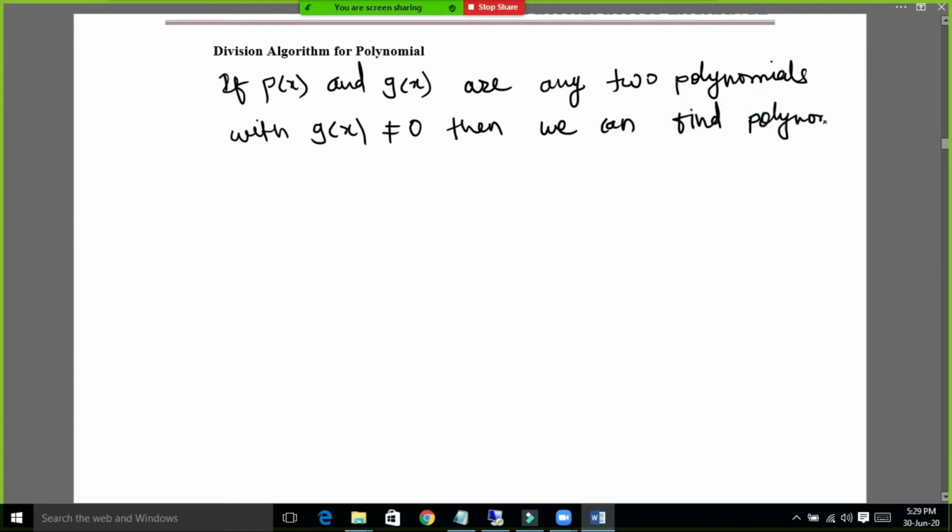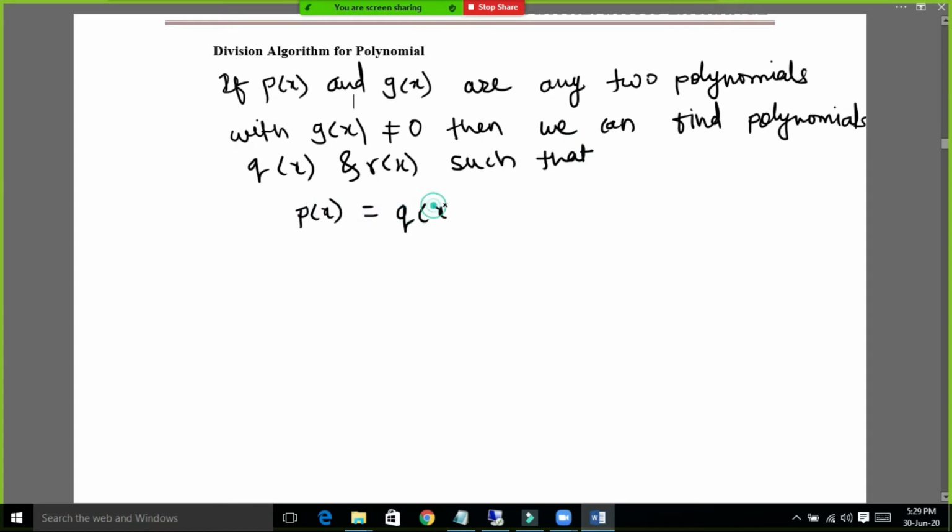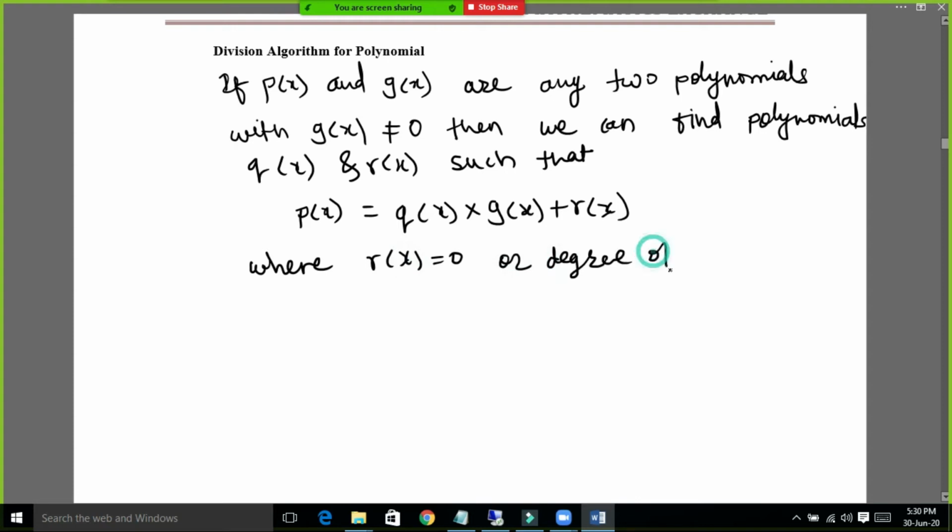polynomials q of x and r of x such that p of x is equal to q of x into g of x plus r of x. So this is the division algorithm for polynomials, where r of x is equal to 0 or degree of r of x is less than degree of g of x.